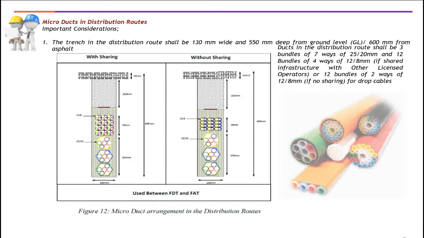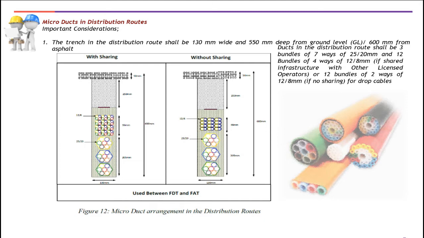Microducts in the distribution network. In this slide, you will see two pictures which are used basically between FDT and FAT. Okay, so on the left side, this duct configuration is used if there is sharing in the drop and main ducts, while on the right side, if there's no sharing on the drop ducts. Trench profile for the distribution network will be 130 mm wide and 550 mm deep if it is unpaved, and 600 mm deep if it is asphalted.